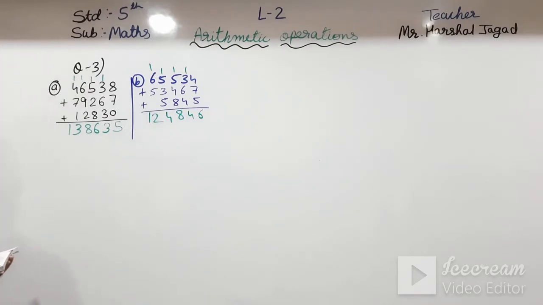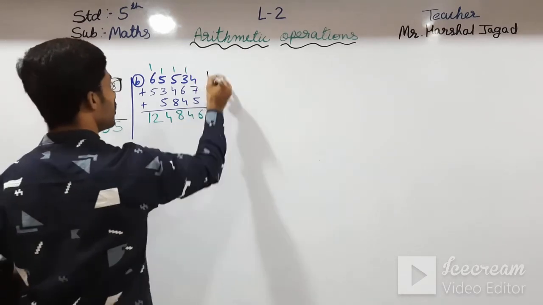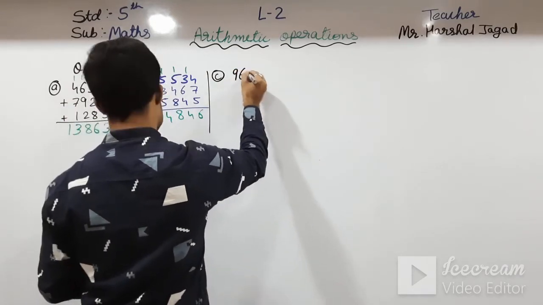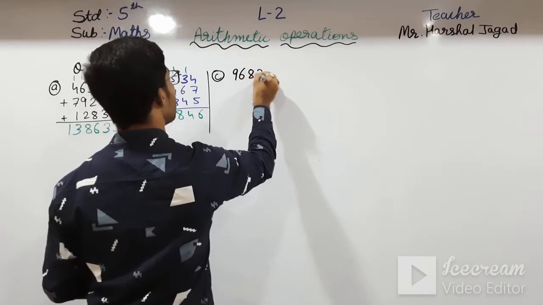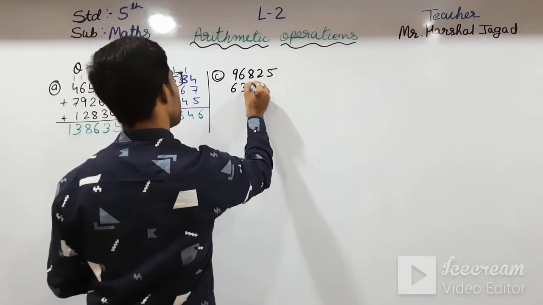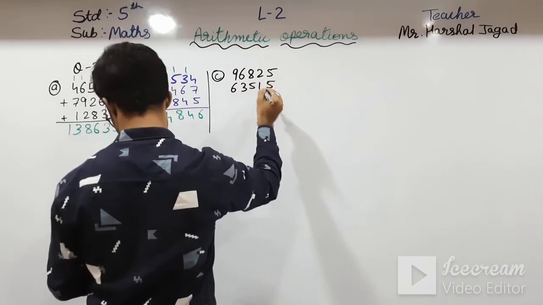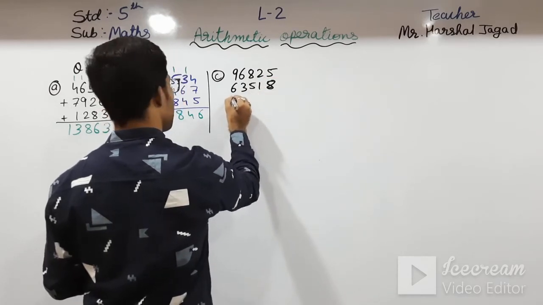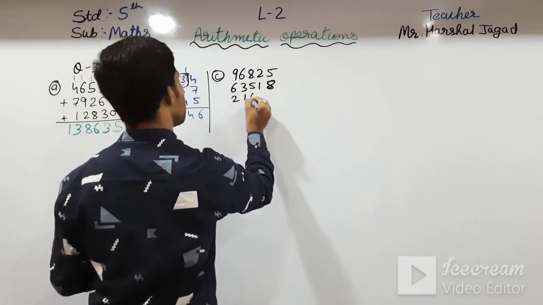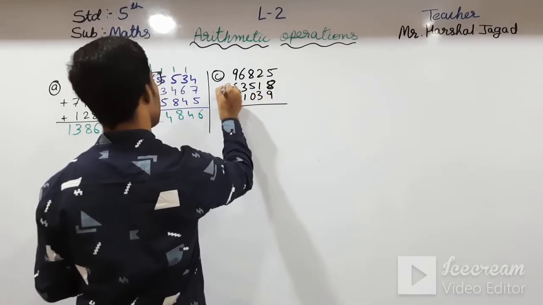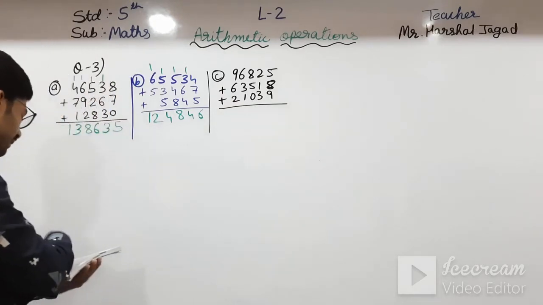Now going to the next one, that is C. Nine, 6, 8, 2, 5, 6, 3, 5, 1, 5, 5, 1, 8, 2, 1, 0, 3, 9. So we have to add this. So how we will add this?